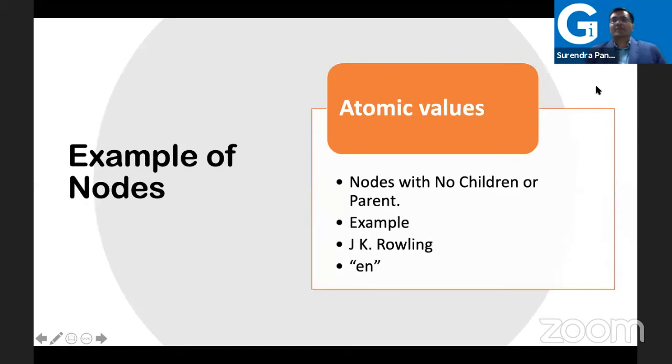There are also atomic values. Nodes also include atomic values. What does atomic value mean? An atomic value is a node with no children or parent. For example, the last value, J.K. Rowling or EN. There is no child to it, so that's what we call an atomic value.